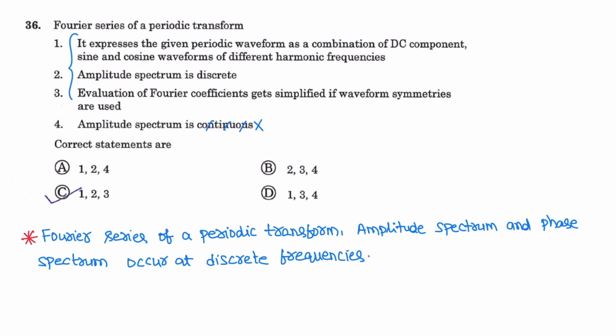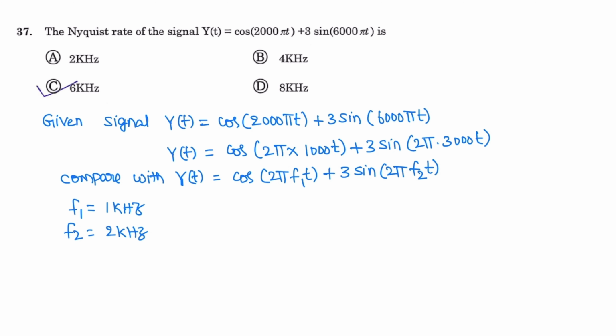Next question. The Nyquist rate of a signal y(t) = cos 2000πt + 3 sin 6000πt. In the question they have asked Nyquist rate. So Nyquist rate is 2 times the highest frequency component in the signal. Let us compare the given signal with the standard expression cos 2πf1t + A sin 2πf2t. Here frequency f1 is 1000, that is 1 kilohertz. Frequency f2 is 3000, that is 3 kilohertz.